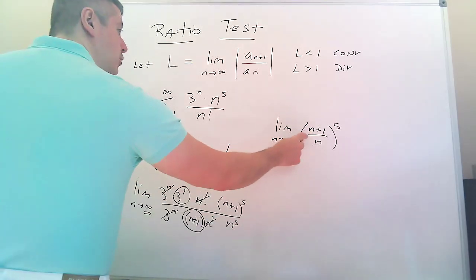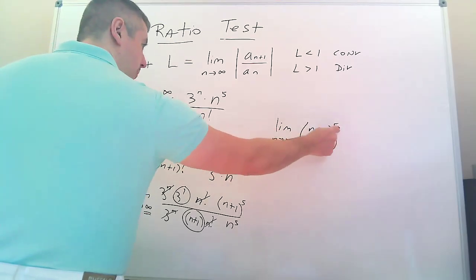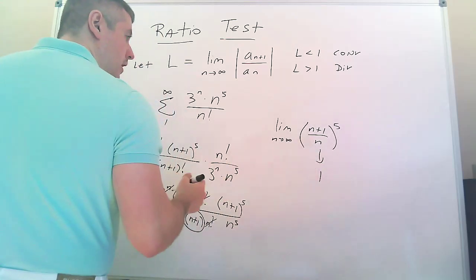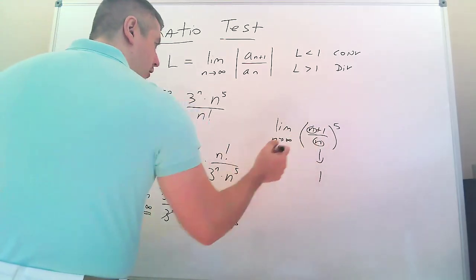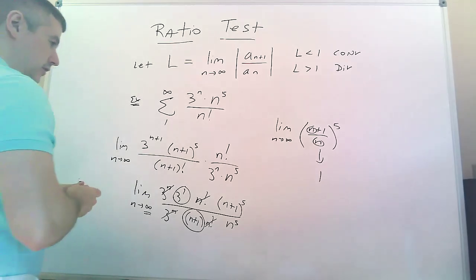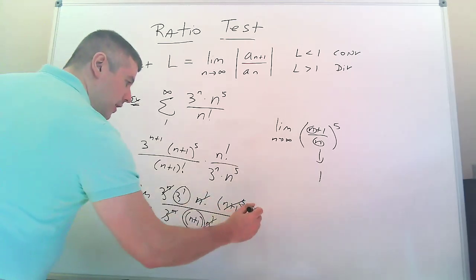How do you do a fraction to a power? You take the top of the fraction to the power, and you take the bottom of the fraction to the power. So that whole thing just boils down to 1, because you take the highest power on top and the highest power on bottom. Or you can do L'Hopital's rule on it. They go away. You take the derivative. They disappear. So, boom, this is 1.